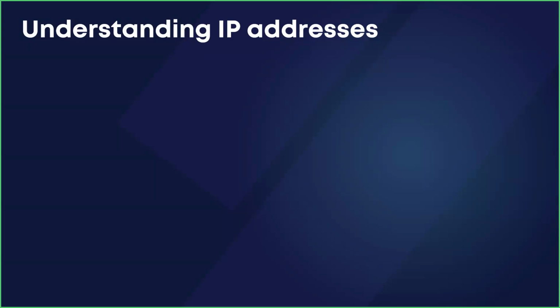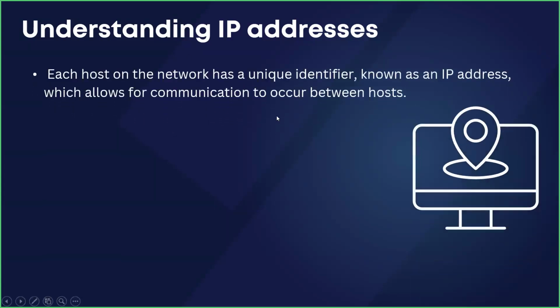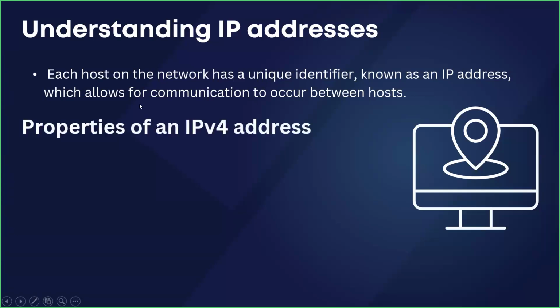So to define an IP address, as mentioned, each device on the network has an identity. Each host on the network has a unique identifier, and that unique identification is called an IP address. And that IP address allows for communication to occur between the hosts. This IP address has a few important properties. Firstly, it's a 32-bit address. What I mean by 32-bit is that it contains 32 zeros or ones.